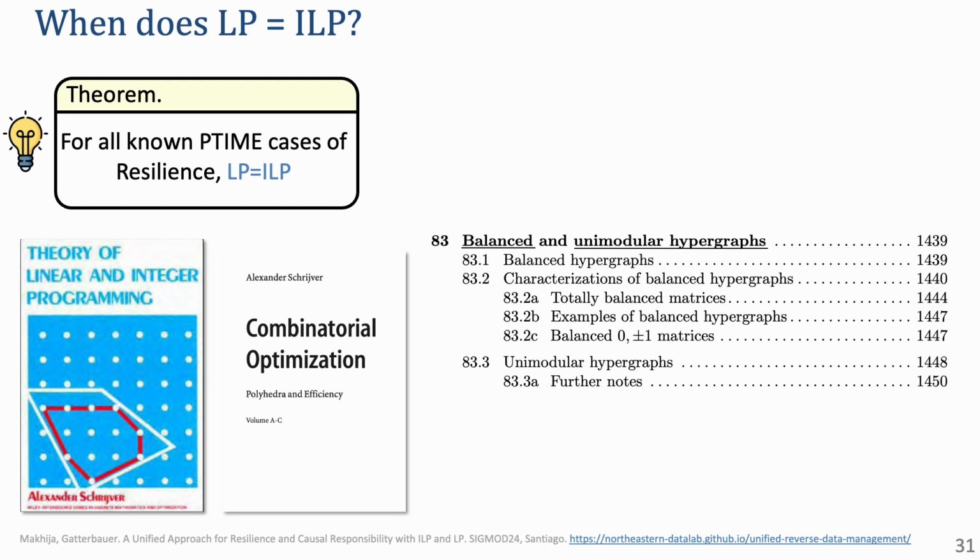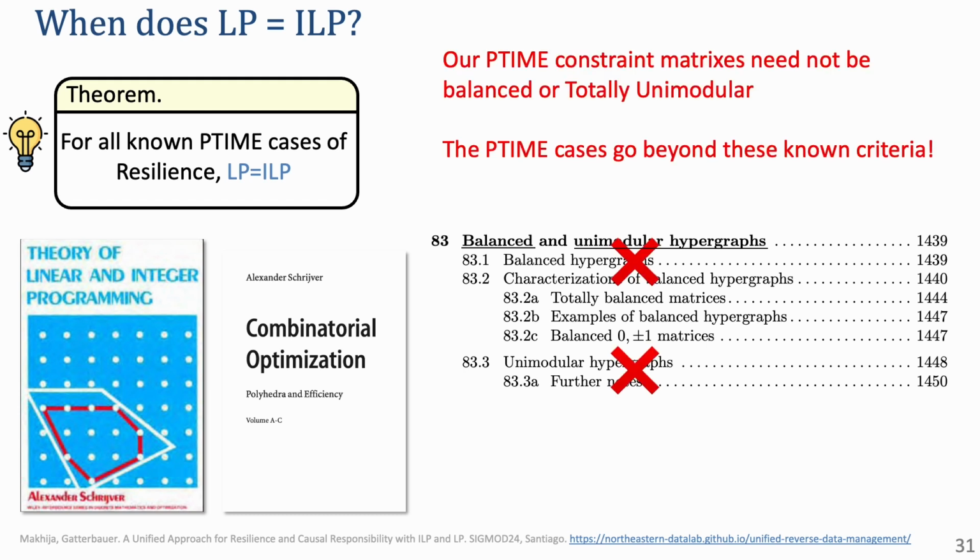And for this, we looked at many books in linear optimization literature that studied this case and when it happens, including this book by Schrijver, which is a compendium of many criteria that lead to LP being equal to ILP. But unfortunately, even in this big book, we found no criteria that would satisfy our case. So in our p-time cases, we had constraint matrices that were not totally unimodular, not balanced, not any of the criteria that would lead to LP being equal to ILP. So we needed to go beyond these known criteria that were present in this book and others.